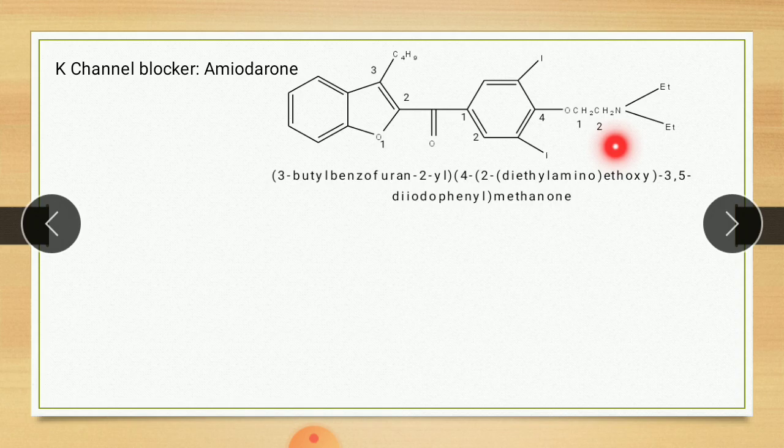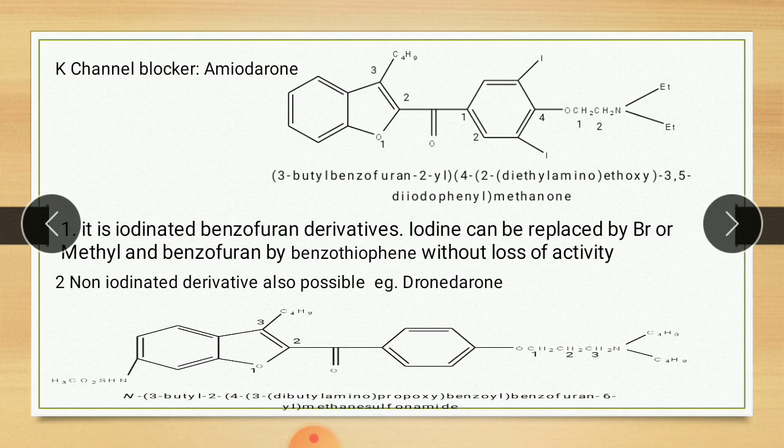2-diethylamino means this. 2-diethylamino, and ethoxy means this, ethyl with oxygen. 3,5-diiodophenyl: these are two iodine groups on the third position and on the fifth position. So 3,5-diiodophenyl methanone is the IUPAC name of this drug. It is an iodinated benzofuran derivative. Iodine can be replaced by bromine or methyl, and benzofuran by benzothiophene, without loss of activity. So here we can replace this iodine by bromine or a methyl group. Similarly, the benzofuran ring may be replaced with benzothiophene without loss of activity.